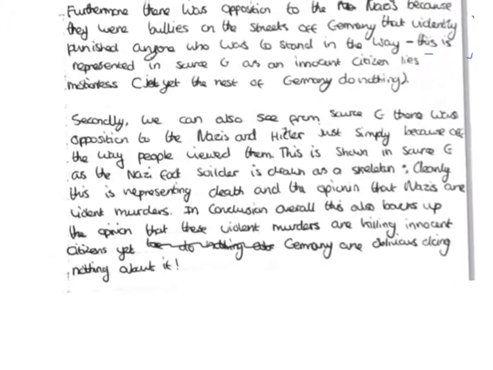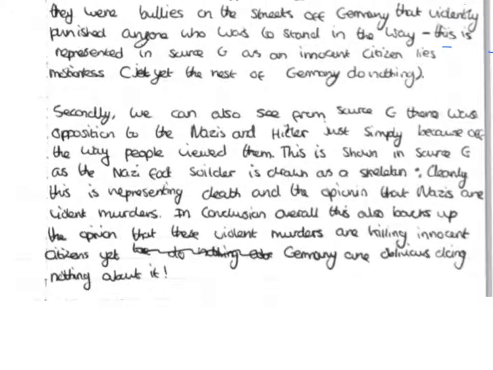Secondly, we can see from source G there was opposition to the Nazis and Hitler just simply because of the way people viewed them. And again, we've got a reference to the source, about it being drawn as a skeleton. Clearly, this is representing death, in the opinion that Nazis are violent murderers. There's another mark to be had in there. In conclusion, overall, this backs up the opinion that these violent murderers are killing innocent citizens, yet Germany is obviously doing nothing about it.